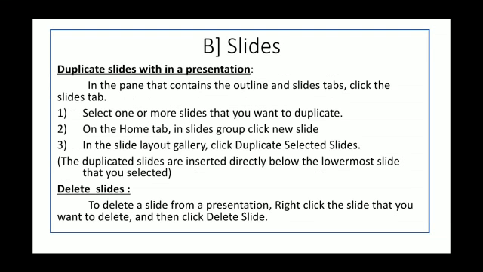The steps for duplicating slides within a presentation are here. In the pane that contains the outline and slides tab, click the slides tab. Select one or more slides that you want to duplicate. First you have to select the slides. On the Home tab in the slides group, click new slide. In the slide layout gallery, click duplicate selected slides. The duplicate slides are inserted directly below the lowermost slide that you selected. Whenever you select a slide, it will be inserted below it.